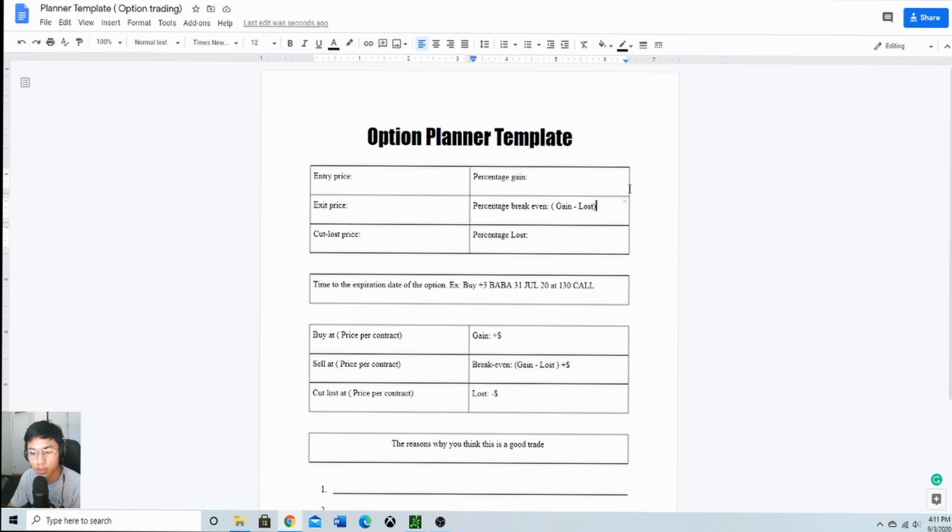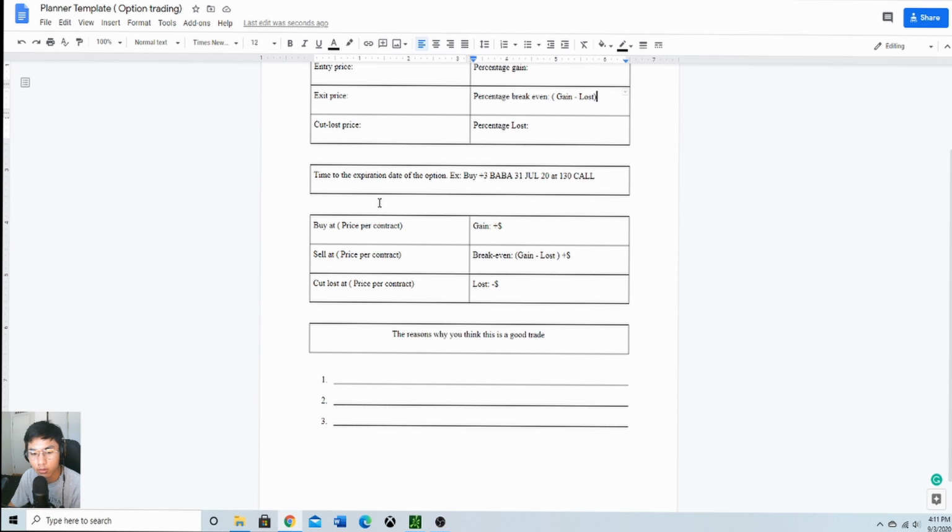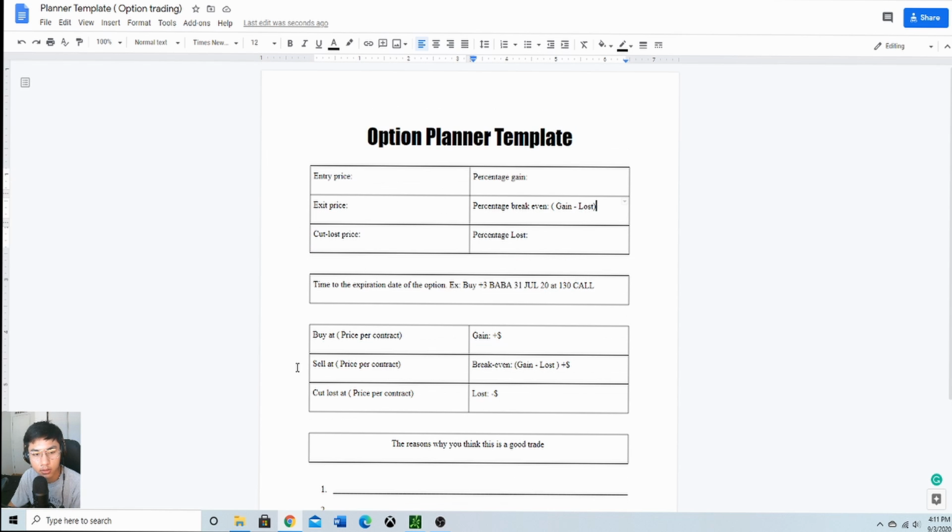Okay, especially if you're a beginner and know nothing about how to manage your risk, if you're trading options as a beginner, I highly recommend you just use this if you don't have one. Okay, now we're going to enter what price we're going to enter, exit, and cut loss, and the percent gain and percent loss.